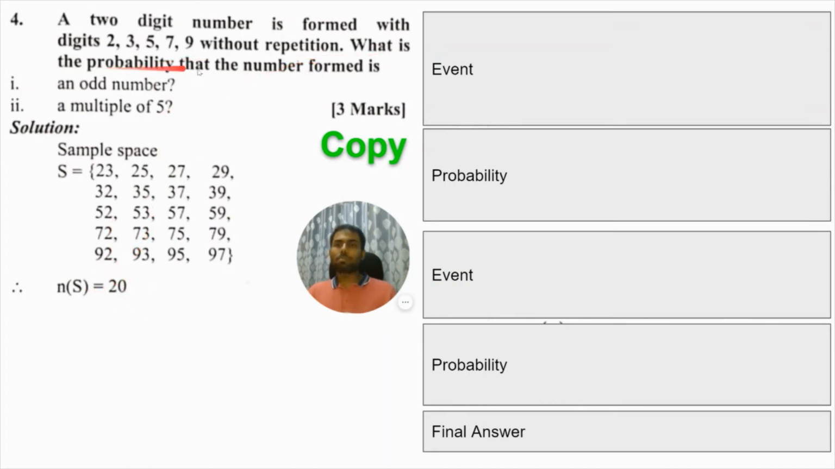Next, what is the probability that the number formed is an odd number? Okay, so पहले उस इवेंट का नाम दे दो.